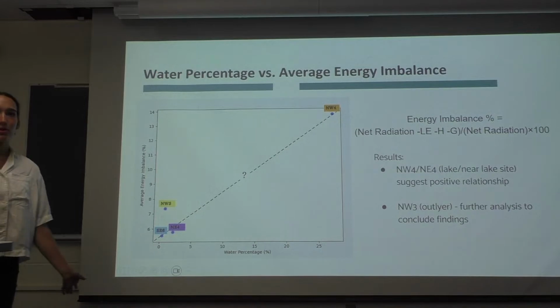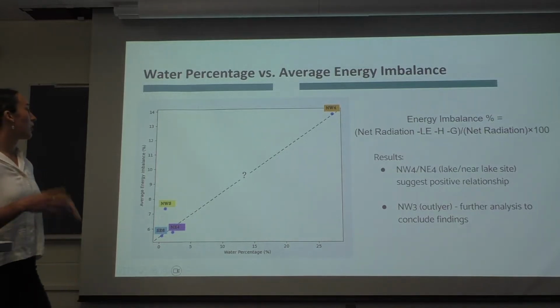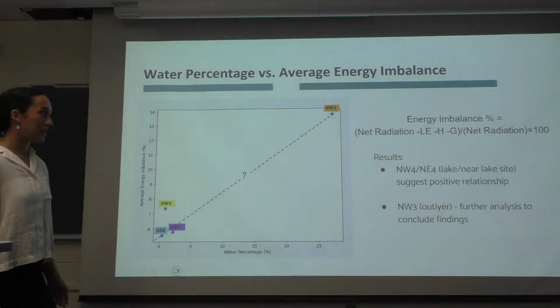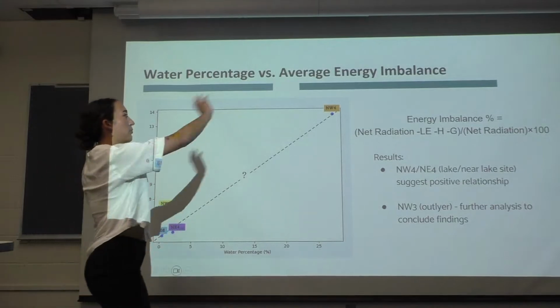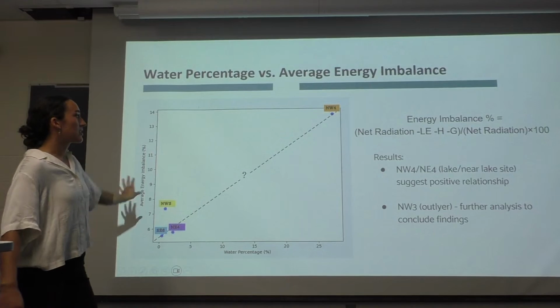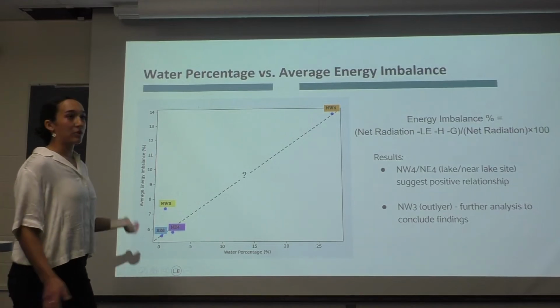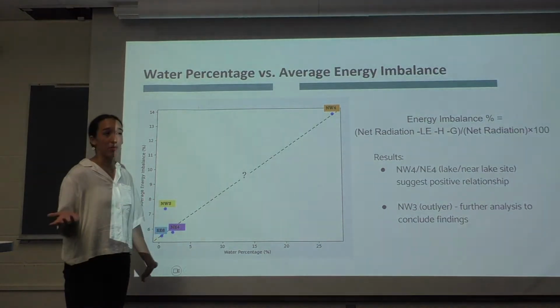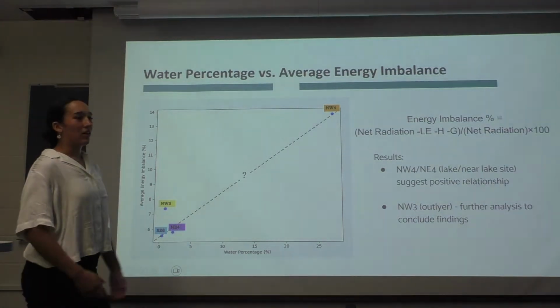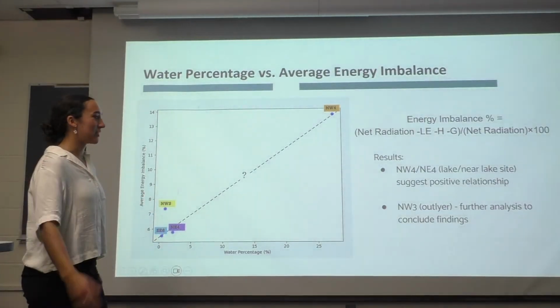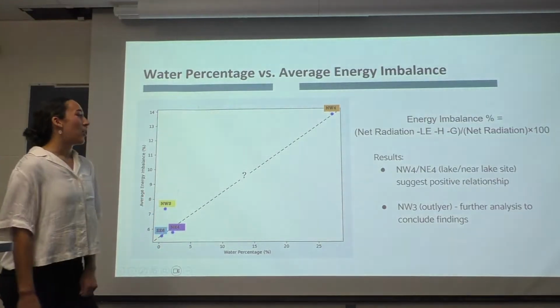So once I was able to put my 2 different data methodologies together, I plotted water percentage against average energy imbalance at each of the 4 sites. Obviously you can see there's a big difference between NW4, which is the lake site, and the other sites. However, NE4 was also next to a small lake, and that's the next one up, which suggests that my hypothesis was correct. But there obviously needs to be more data to look at to further validate this conclusion.